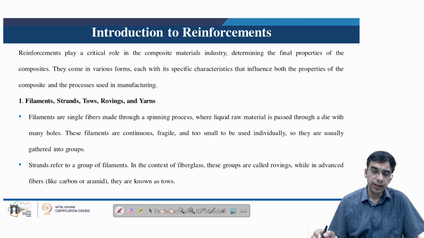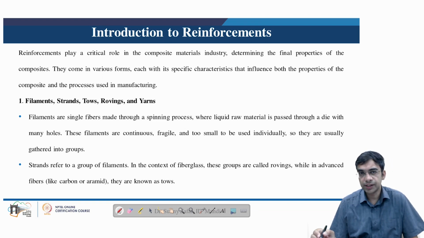So in this regard, the terms like filament, strands, tows, roving, and yarns are quite popular with the term reinforcement. So we will now understand what is the difference between these terms and how the technicality of these terms influences the composite materials. So filaments are basically the single fibers which are made through a spinning process, where liquid raw material is passed through a die with many holes.